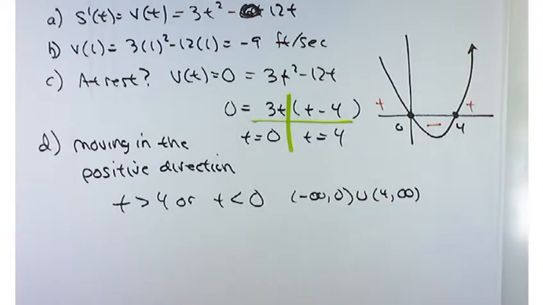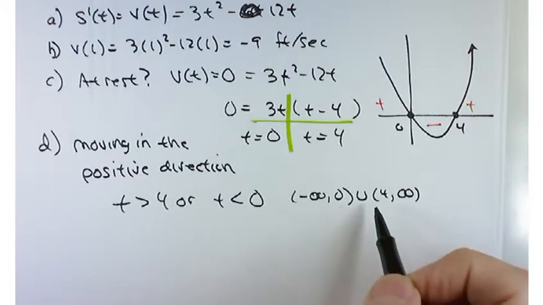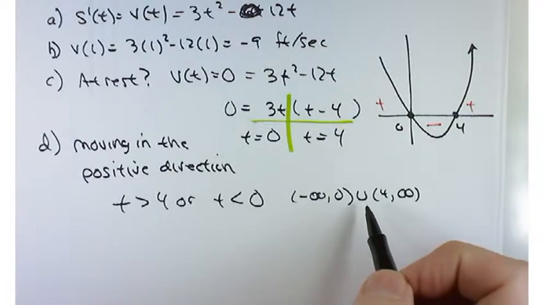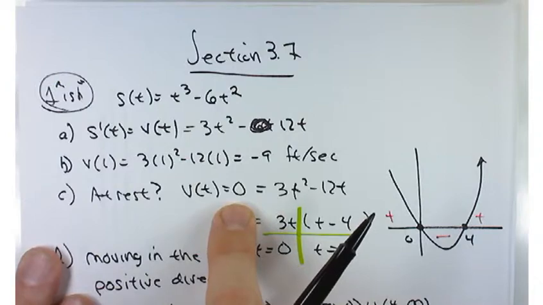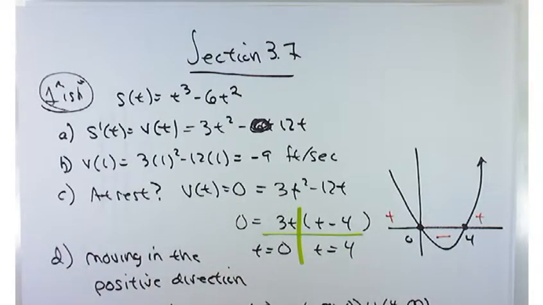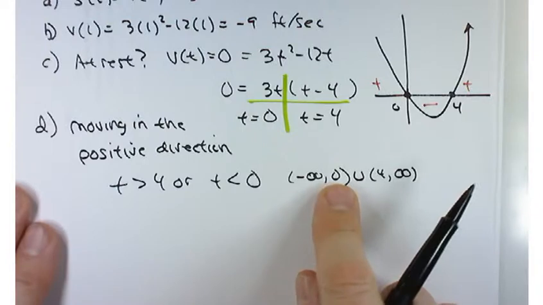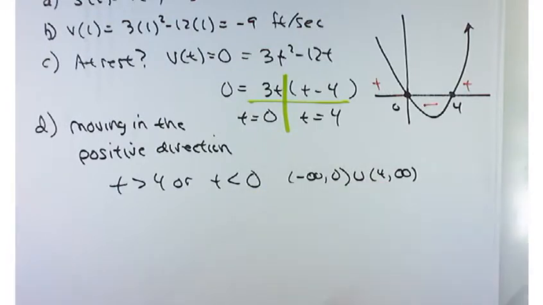Quick question for you. Why am I using parentheses and not brackets? Why don't I include 4 and 0? Andrew? Oh, okay. Yeah, so why doesn't it include 0 and 4? Yeah, at these points, it's not moving, right? Right at 0, in fact, that was our problem just up above. At 0 and at 4, the particle is not moving at all. So it has to be other than 0 and other than 4. But yeah, you had a question as well?